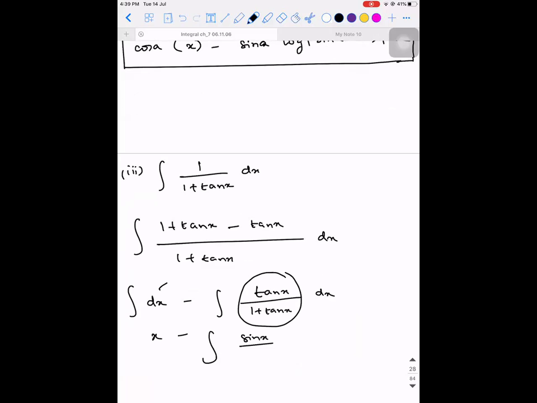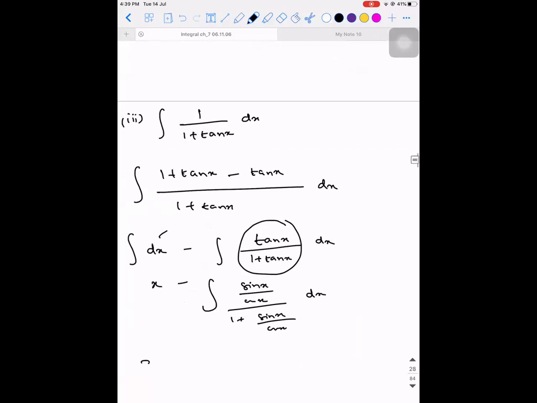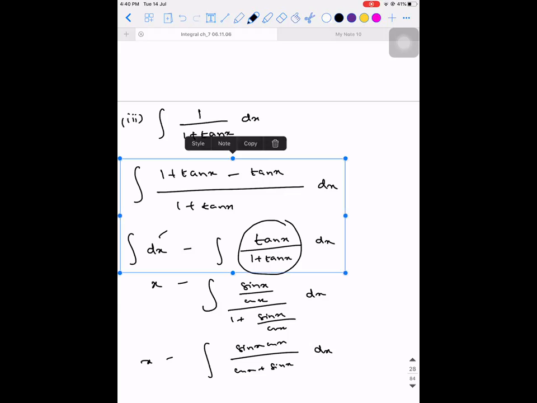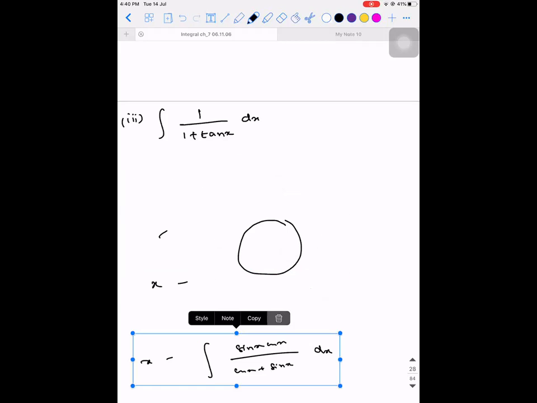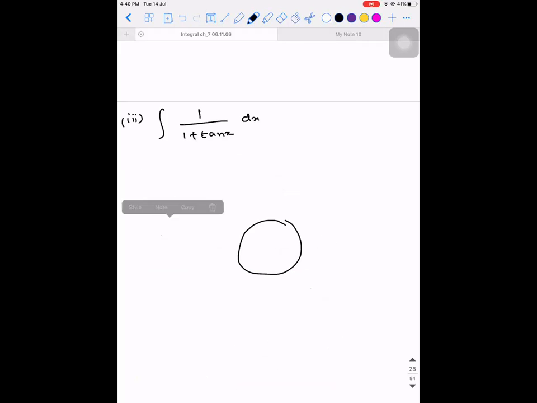wherever tan x is there, again I will think of it as sin x divided by cos x: 1 plus sin x divided by cos x into dx. So x minus the integral of sin x into cos x divided by cos x plus sin x dx. Is there anything we can do? Obviously, again, no. So what can we think? Then what else can we think of?